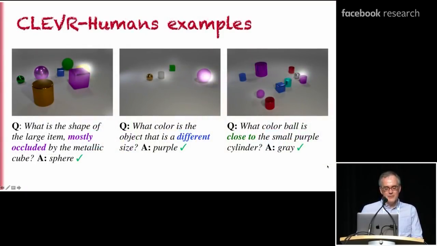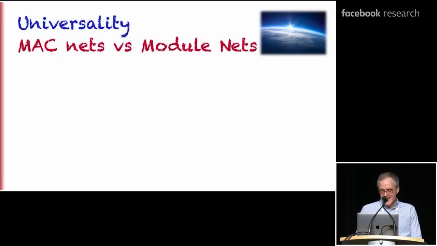Here are a couple of clever human examples, just one-offs, which show the different kind of semantics of questions being asked by humans. What is the shape of the large item mostly occluded by the metallic cube? What color is the object that's a different size? What color ball is close to the small purple cylinder? So we've got notions like occlusion and close to that were nowhere in the original semantics. Okay, so I hope to have shown to you that this works pretty well.